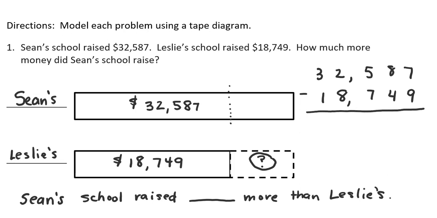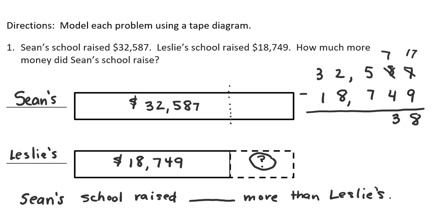Starting in my ones column, I have 7 minus 9. Well, I need some more ones there in order to do that subtraction. So I'll take one of my tens, which leaves 7 tens, decompose that into 10 ones. When I combine that with the 7 that was already there, I now have 17 ones. 17 minus 9 is 8. In my tens column, 7 minus 4 is 3.